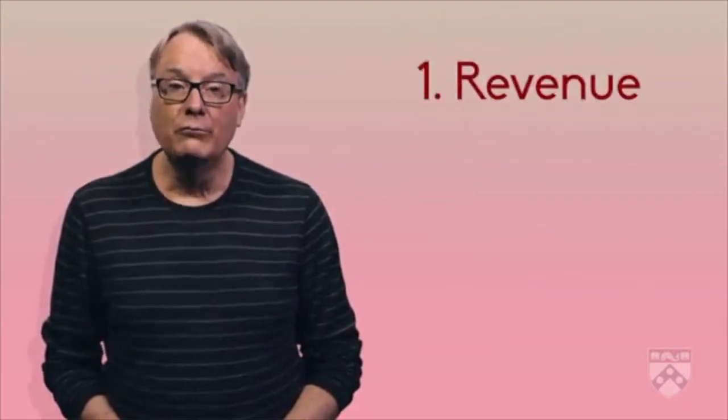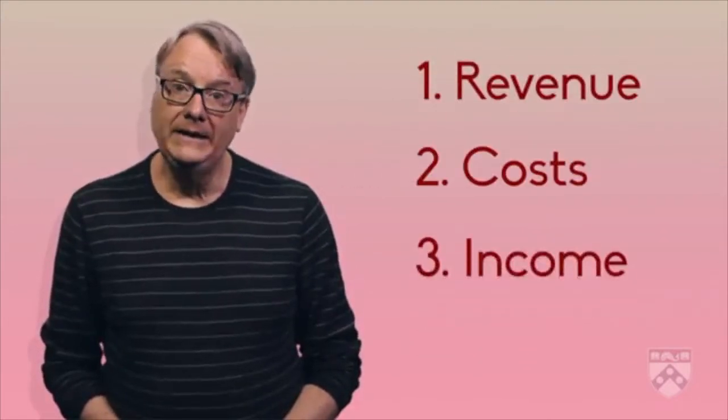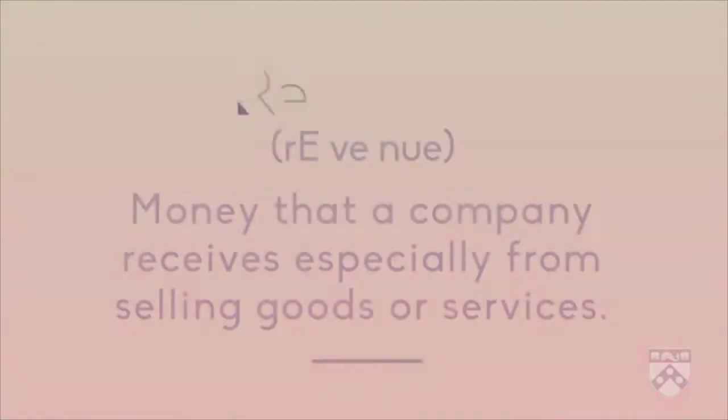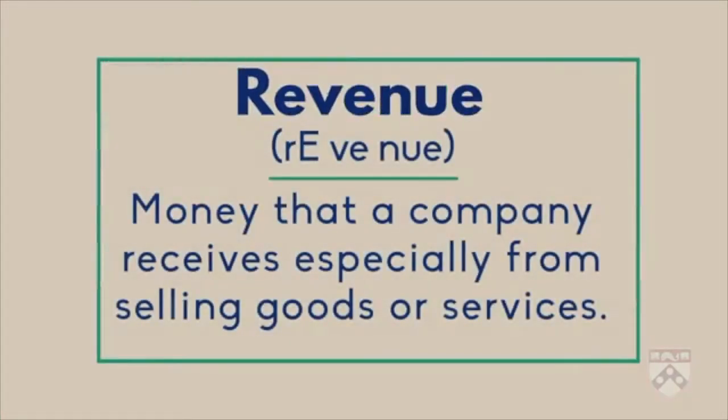Now let's look more closely at the parts of an income statement. A simple income statement will include revenue, costs, and income. First, let's look at revenue. Revenue is the money a company receives, especially from selling goods and services. Revenue can be simply calculated.